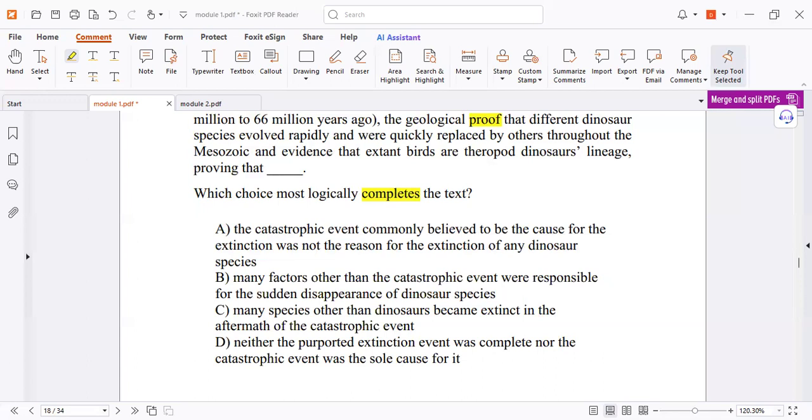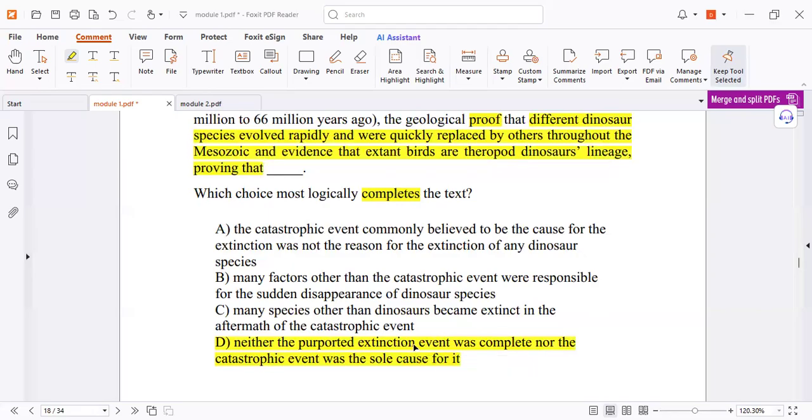For letter B, always focus on incomplete. I said here about the evidence. So we need some D's. D? So remember, extant birds are. So letter D, it's correct. That's my idea. It depends on all the pieces of evidence given there.